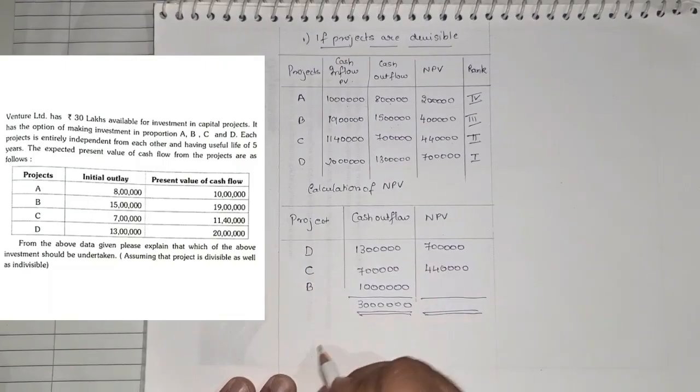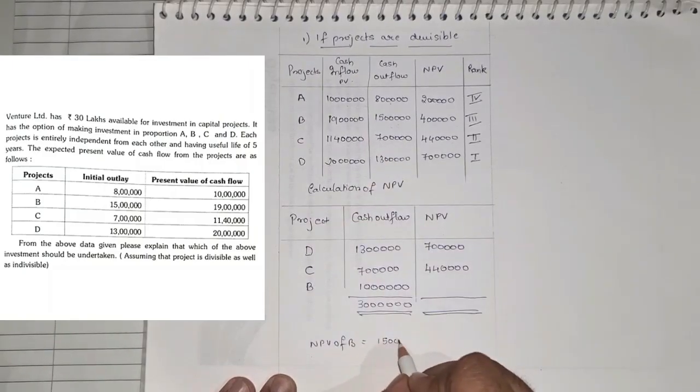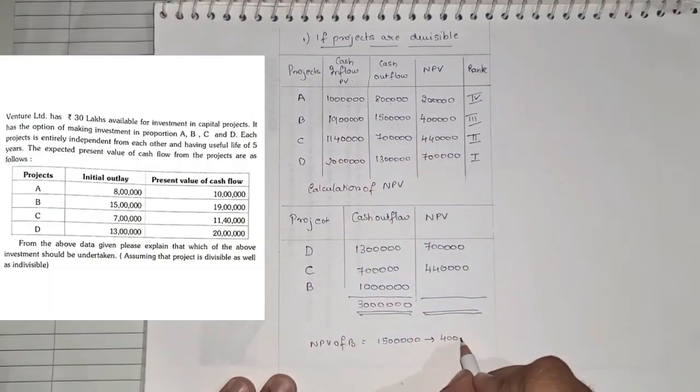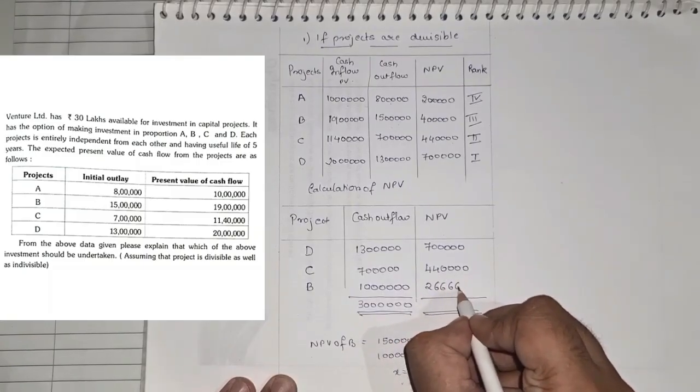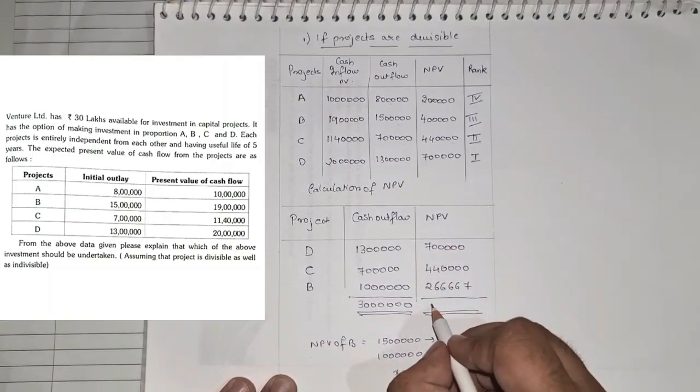Very simple. For getting the NPV of B, we just have to do a small cross multiplication, that for 15 lakhs it was giving us an NPV of 4 lakhs. So for 10 lakhs it is how much? That's it. So we will cross multiply and we will get the value as X equal to 2,66,667. That's it. So we will use this value here, 2,66,667. Okay. Now that's it. We just added up and that's my final NPV value.